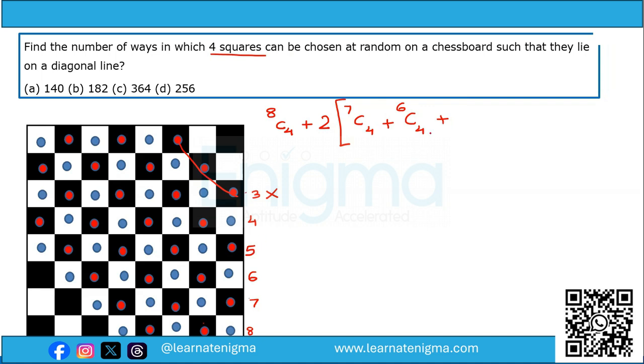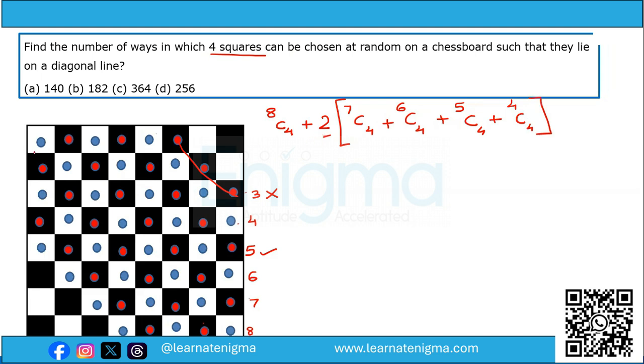But 5C4 for this one and this one. So again, it will be counted 2 times, plus 4C4. So this diagonal and this diagonal as well. So everything we need to count 2 times. So therefore, we are multiplying it by 2.